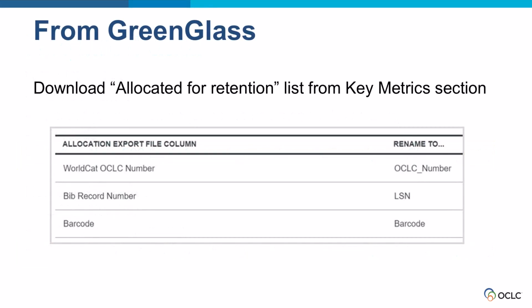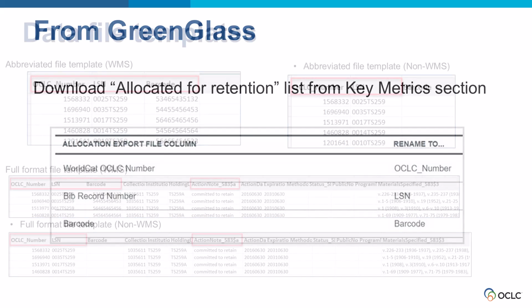If you need to gather your data from your existing Greenglass account, log in, then from the Key Metrics section, select to download your allocated for retention list. Remove unnecessary data. There should only be 3 remaining columns: WorldCat OCLC number, bib record number, and barcode. You will need to keep the barcode column header, even if there is no data in the barcode field.